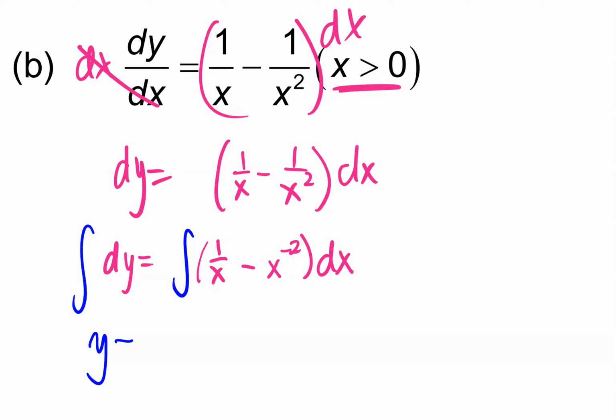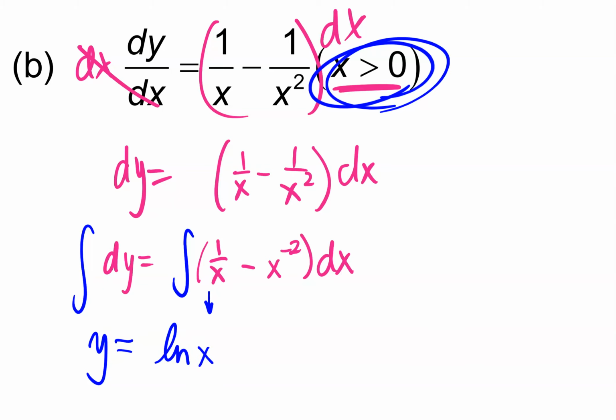Okay, the integral on the left side is y. On the right side, which function's derivative is 1 over x? The antiderivative is ln of x, and since we said x is greater than 0, I don't have to put absolute value. The only reason we put absolute value is because you can't take ln of a negative number. So we put the absolute value in case we had to plug in a negative x, but here we only have x greater than 0, so I can leave the absolute value off.